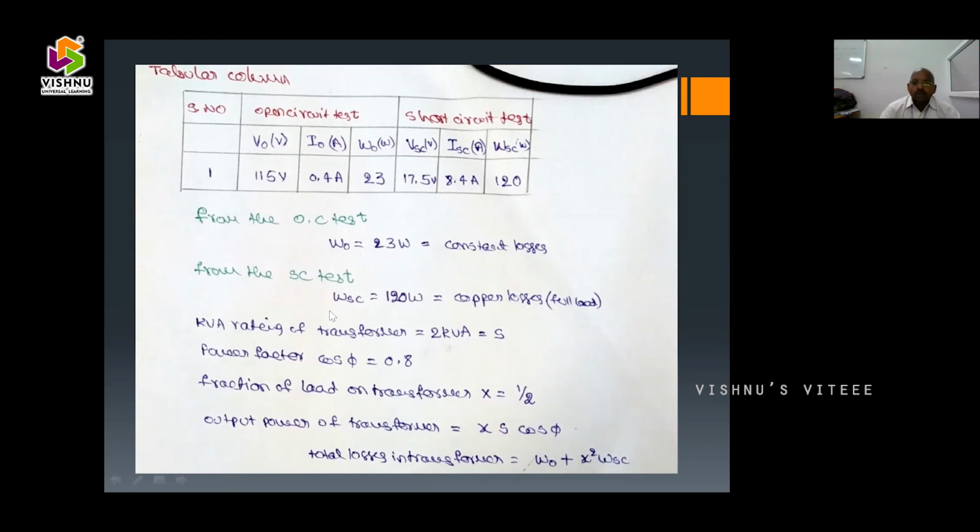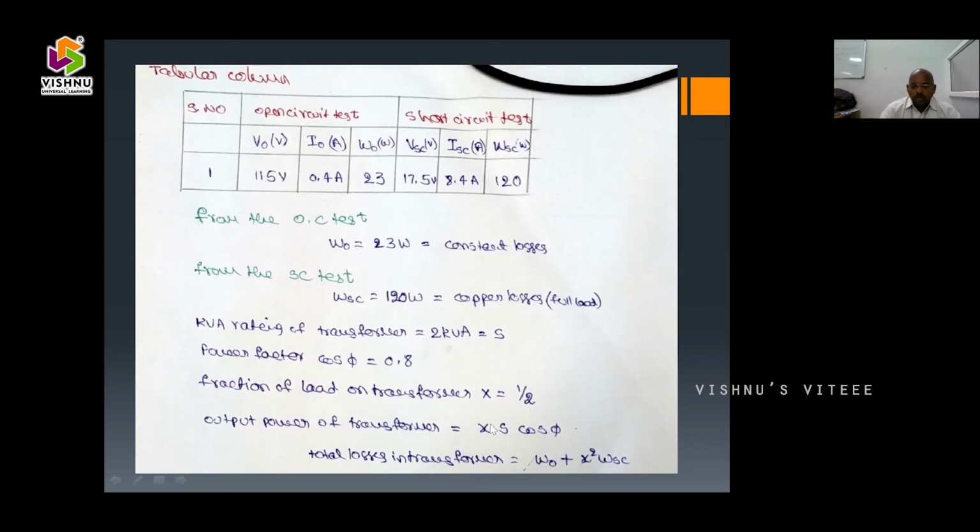Now, we are conducting the open circuit test and short circuit test on a 2 kVA transformer. So the kVA rating of the transformer, S, is taken as 2 kVA, and I am assuming the power factor of the transformer as 0.8, and the fraction of load on the transformer is assumed as half load. So now the output power of the transformer is x S cos phi.